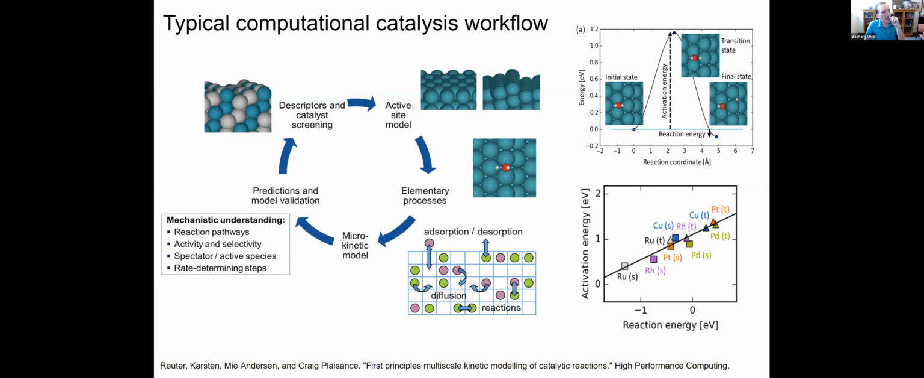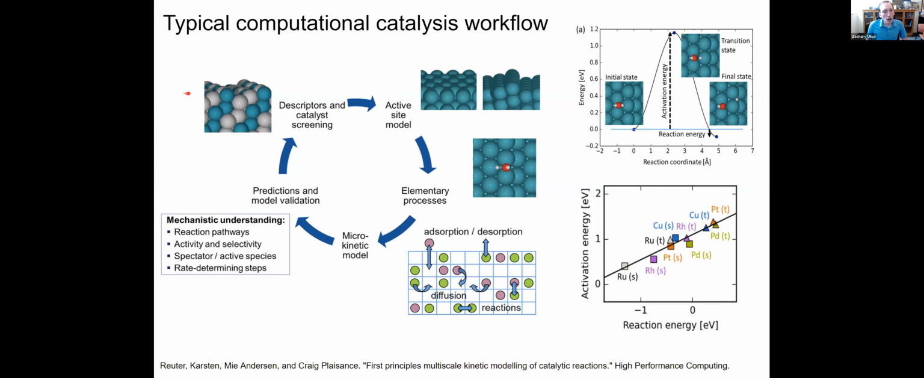Abhishek asked, each of these molecules has some sort of preference for different sites on various surfaces. How is that automated? So how do we know exactly what's happening there?